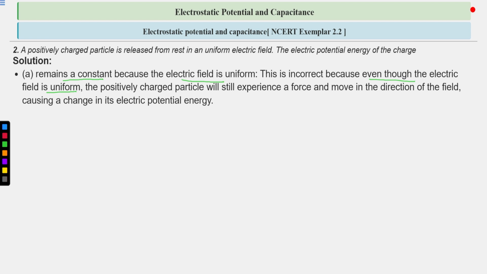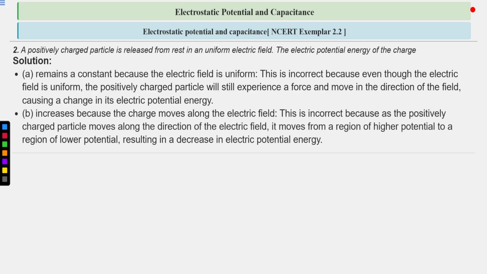Even if the electric field is uniform or non-uniform, the positively charged particle will experience force. It is not dependent on the uniformity or non-uniformity of the electric field. It will experience force and move in the direction of the electric field, causing a change in the electric potential energy.